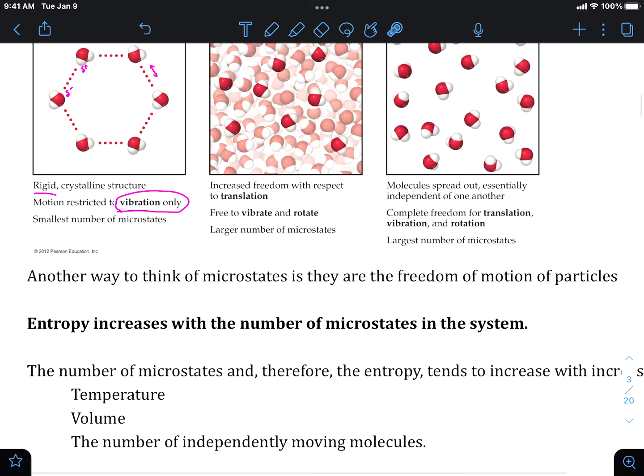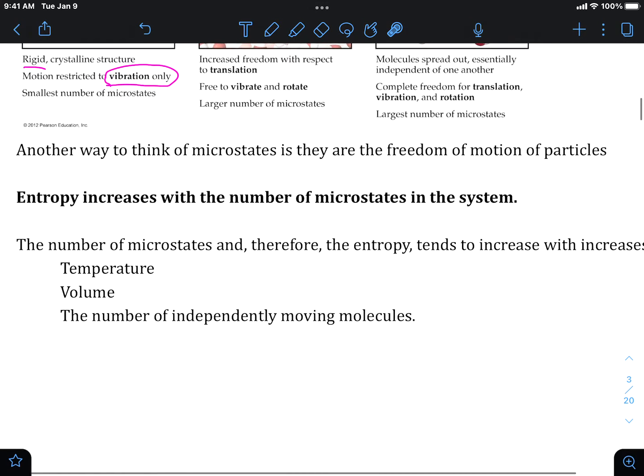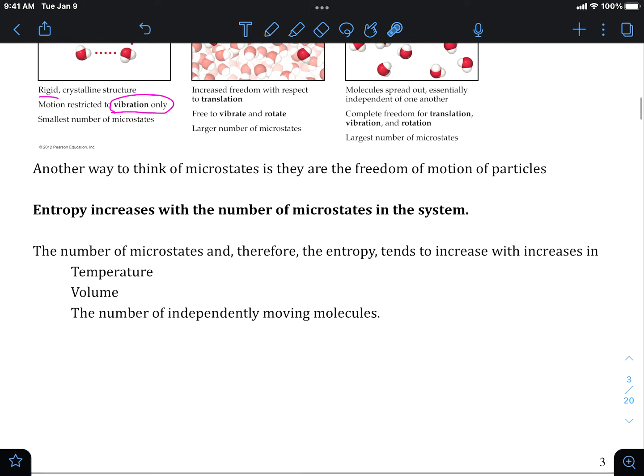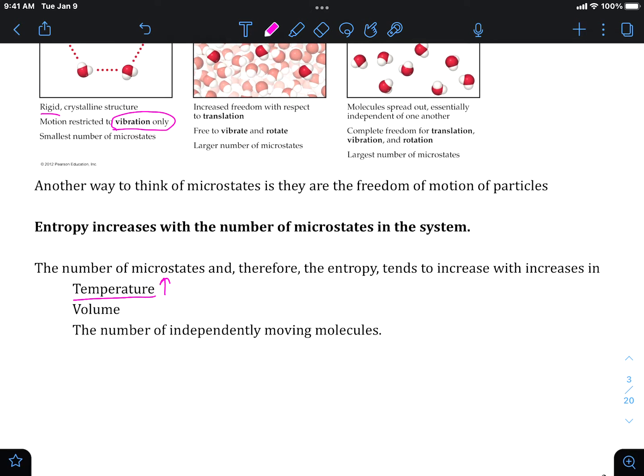So the entropy increases with the number of microstates within the system. So the number of microstates, therefore entropy, tends to increase if the temperature increases. Think about this. If the temperature increases, what is happening? Your molecules are wiggling more. If they are able to move, they're moving faster, and they're able to rotate faster.